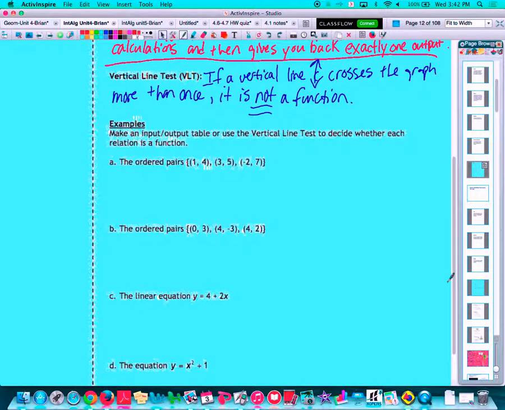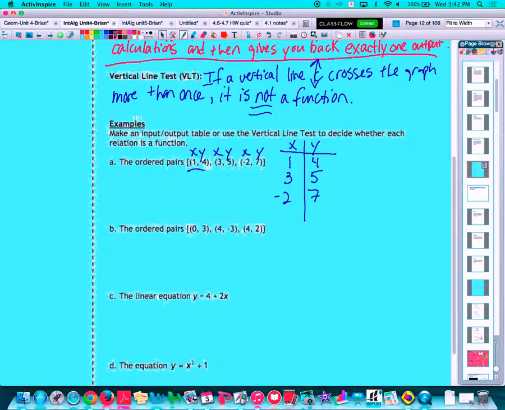Okay, we have some of those vocabulary terms and definitions done. So now let's go through and actually do some examples. Example A says, make an input-output table or use the vertical line test to decide whether each relation is a function. All right, so we're going to make an input-output table. Remember, when we have a list of ordered pairs, basically you just have a bunch of x and y values. So x, y, x, y. And so here we have an x value and a y value, so we're just going to list those. So 1, 4 is the first ordered pair, 3, 5, -2, 7.